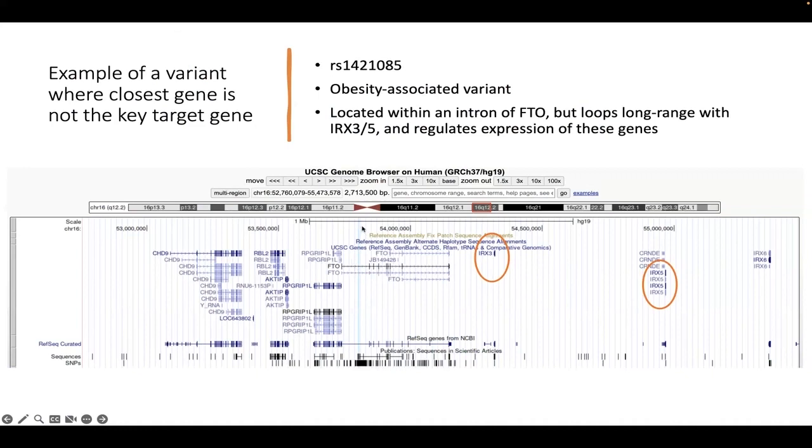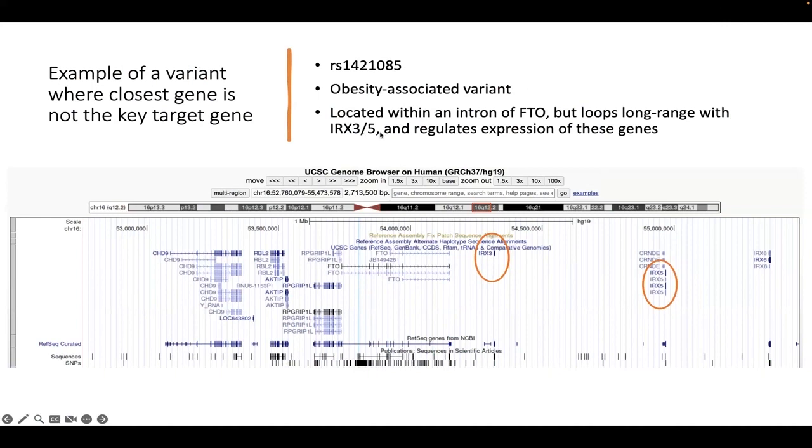This particular variant, RS1421085, is a famous obesity-associated variant. It's located within an intron of FTO, and it's actually one of the major associations for obesity. So this variant is very important for understanding obesity predisposition, at least as far as common variants can. Obviously, obesity is a complex multifactorial disease, but this variant is one of the most important ones.